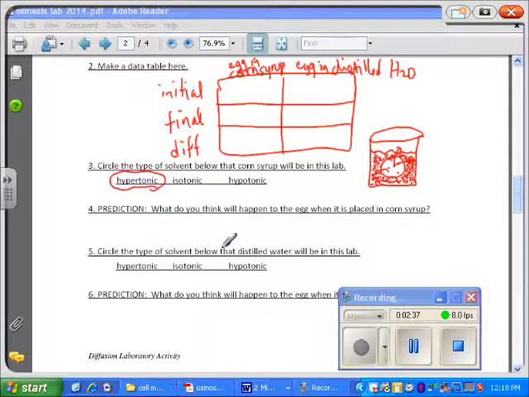Then circle the type of solvent below that the distilled water will be in this lab. Here's a beaker with distilled water in it. You put your egg in it, and there's the distilled water. The egg is really ugly, sorry. Anyway, it has some dissolved stuff in it. Out here, it's pure water, so there's nothing dissolved in it. That means there's less dissolved stuff than in the egg. The word for less is hypo, like hypothermia means you have less body temperature. Hypotonic means there's less dissolved stuff in it, so there's a lot of water there. Water goes high to low, which means it's going in. Right here, you're going to tell me whether the egg is going to shrink or swell.